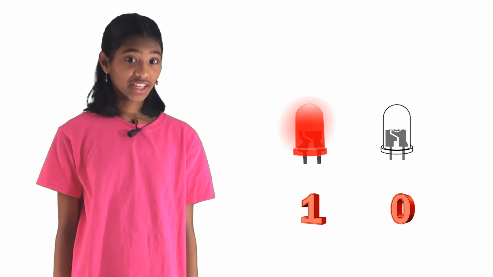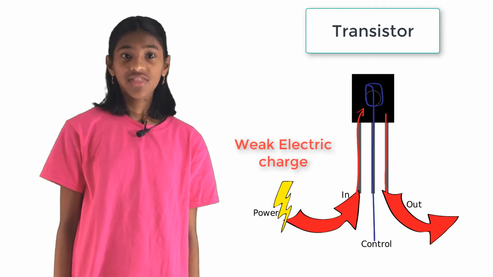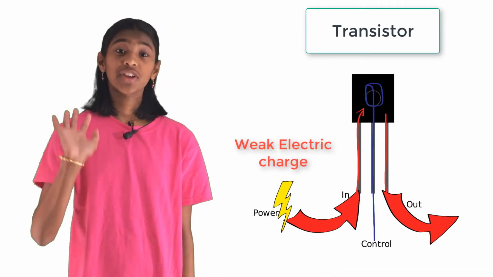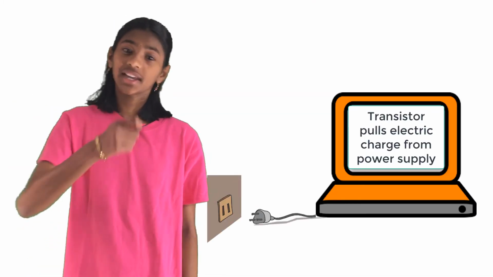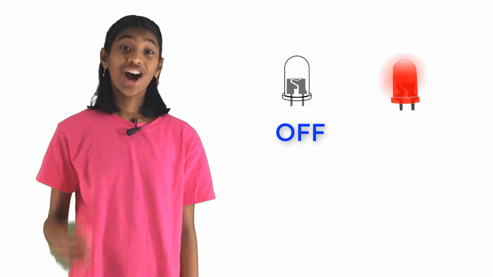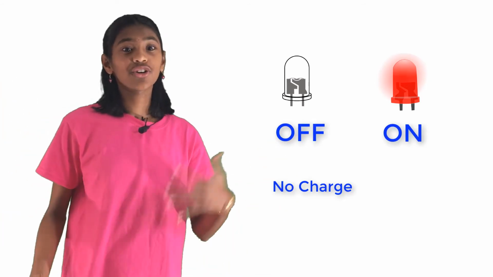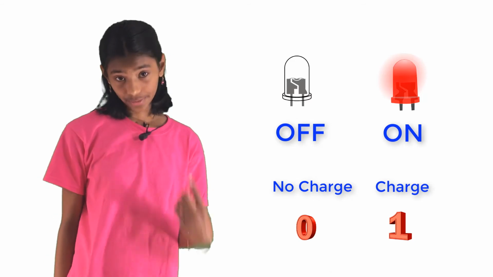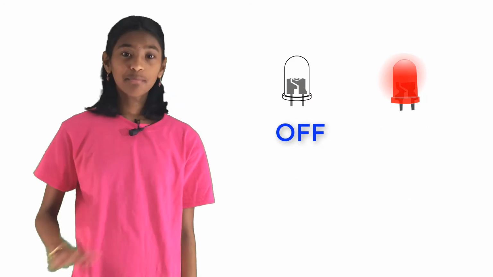A transistor is a tiny switch that can be either on or off with a very weak electric charge. The electric charge that the transistor needs is pulled from the power supply that we connect to the computer. In summary, a transistor has only two states, an off or on, no charge or charge, 0 or 1. This cannot be achieved by other counting systems, like tally marks or decimal.